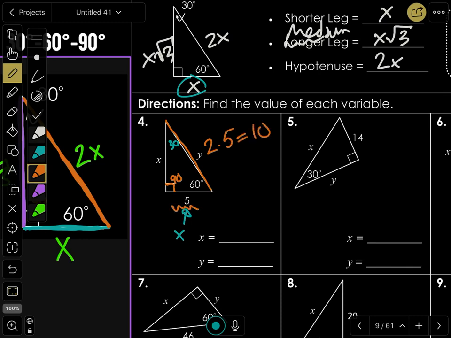And over here, you know what? Let me just get rid of these. And over here we have our medium size side. And what is our value for the medium? Well, it's going to be our value for x, which we said was 5. And it's going to be 5 times the square root of 3. So here we have our longest side. And our medium side, this was our medium side. And here's our longest side, which was 10.